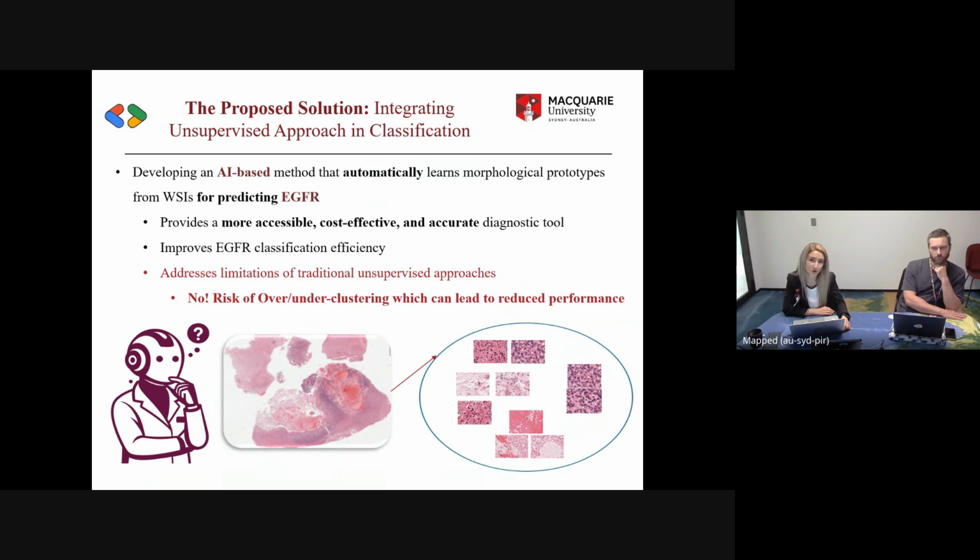So in this regard, our model also addresses the limitation of the traditional unsupervised approach. Most traditional unsupervised approaches have to start from a start point. They need a predefined number of clusters. So it's risky because there is a challenge of over or under clustering, which can reduce the performance. So we could also solve this issue related to the traditional unsupervised approach.